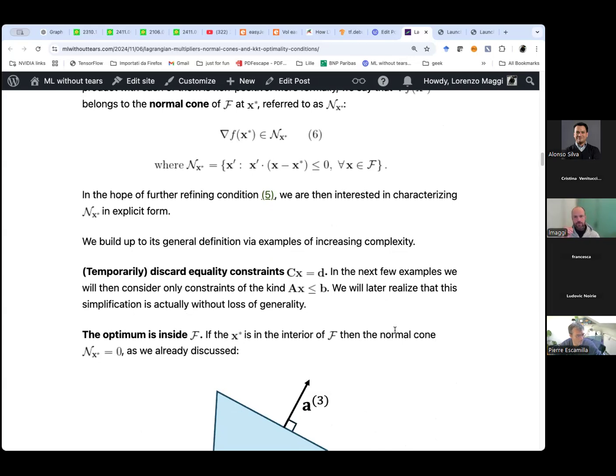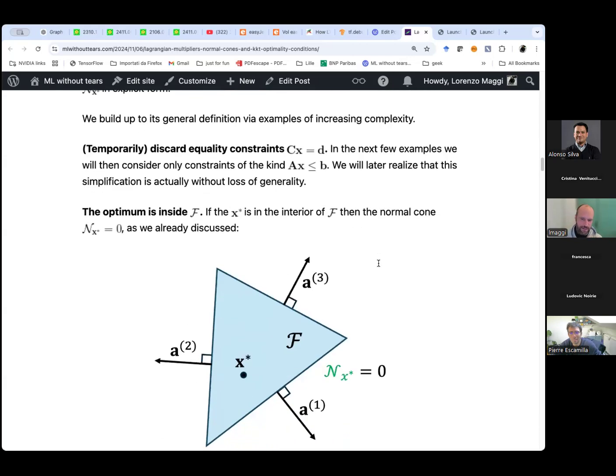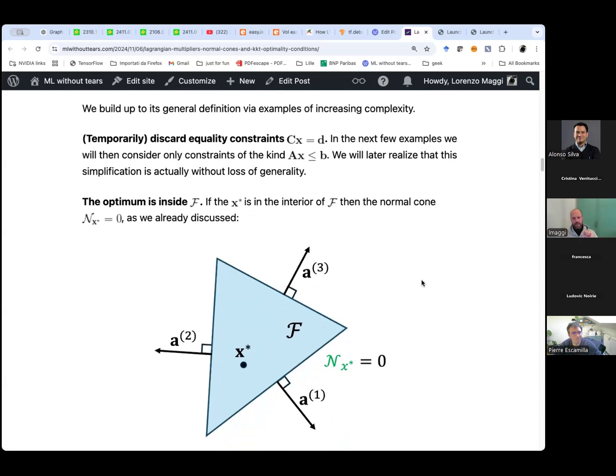So we have rewritten the optimality condition as gradient belongs to normal cone. But what the hell is this normal cone? Okay, let's start simple, and let's start with the case where the x star, our optimal, lies in the interior of the feasibility set. This is something that we've already seen, and we have seen that the gradient has to be equal to 0. Does it comply with this new definition? Well, yes, because if you're here, your normal cone is 0.